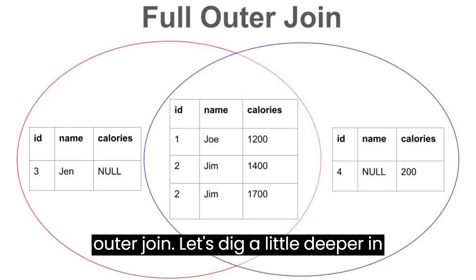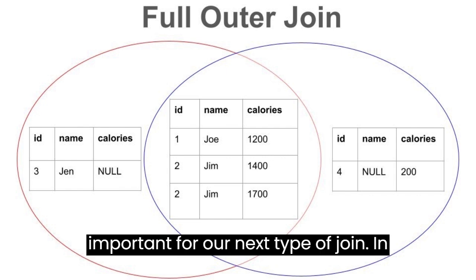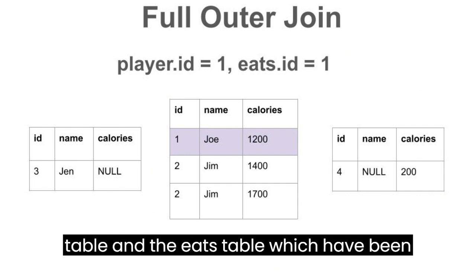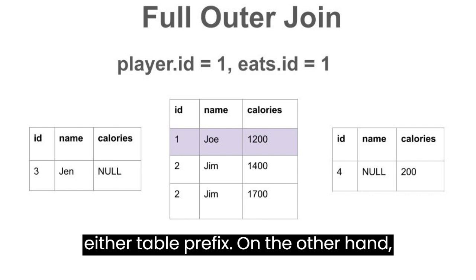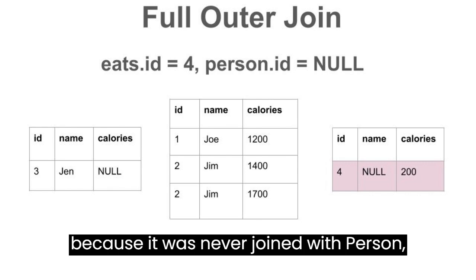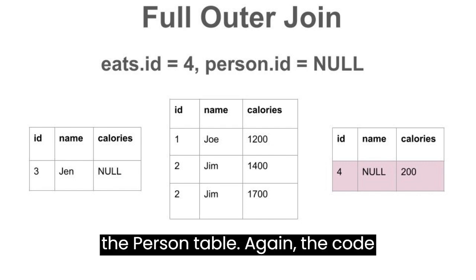Let's dig a little deeper in this, since this concept is really important for our next type of join. In the center, we have an ID from the person table and the eats table, which have been joined, but are still accessible using either table prefix. On the other hand, for a row on the right, it has an eats ID of 4, but a null value for a person ID, because it was never joined with person, so of course it would not have an ID from the person table.